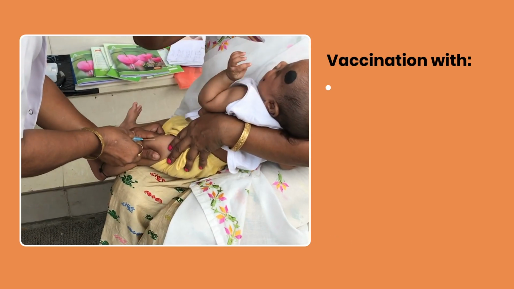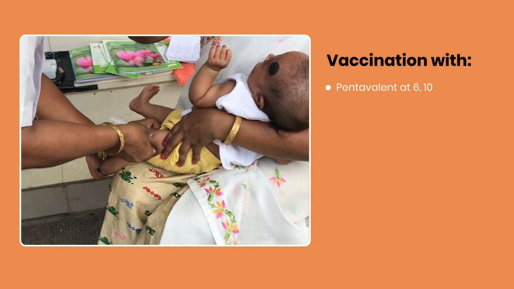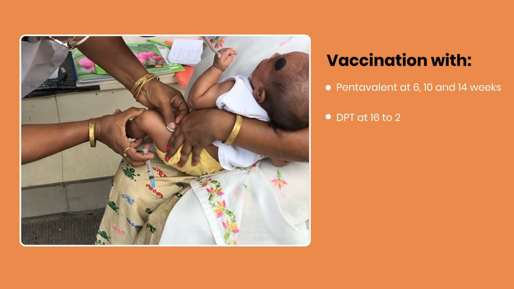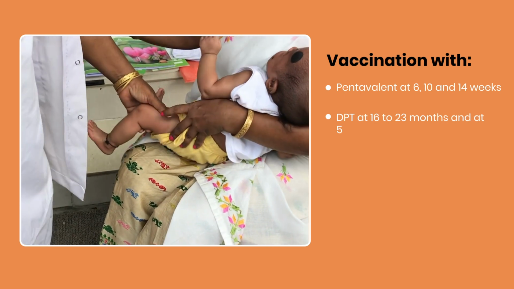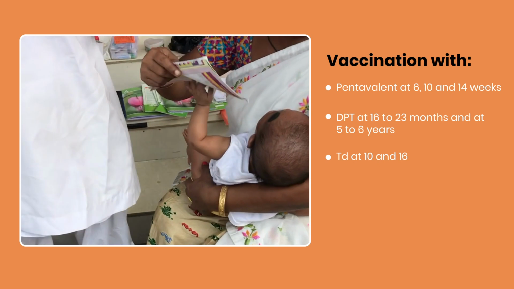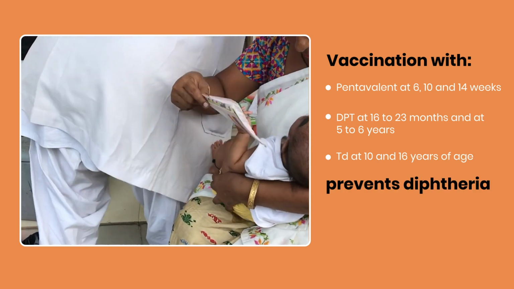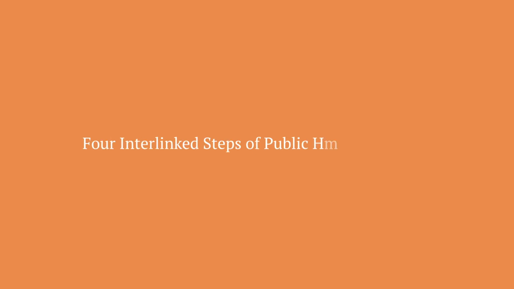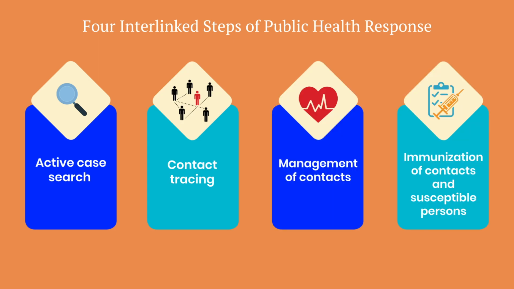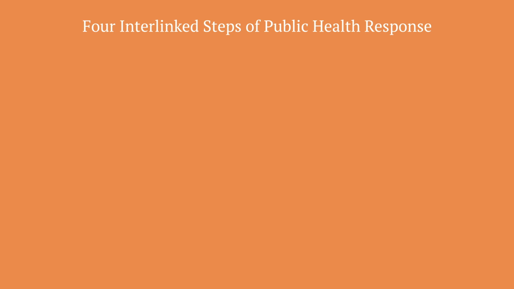Vaccination with pentavalent at 6, 10 and 14 weeks, DPT at 16 to 23 months and at 5 to 6 years, and TD at 10 and 16 years of age prevents diphtheria. The entire process of an efficient public health response is divided into 4 interlinked steps of public health response.